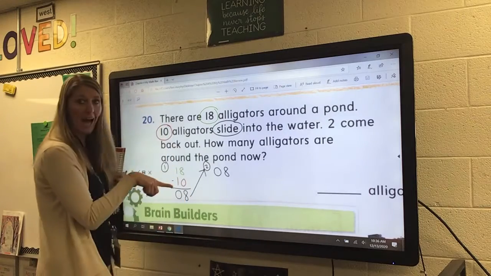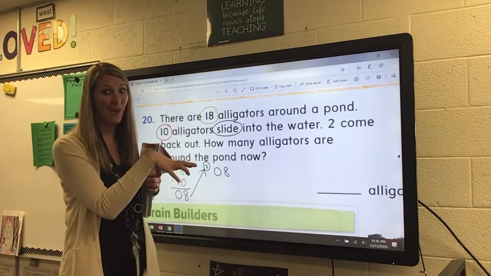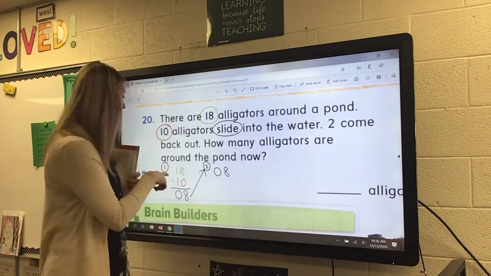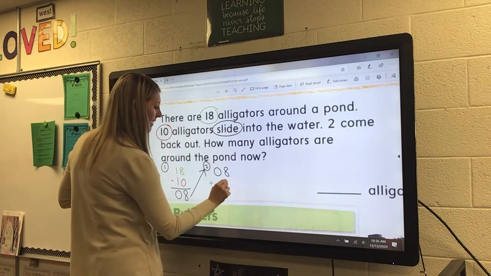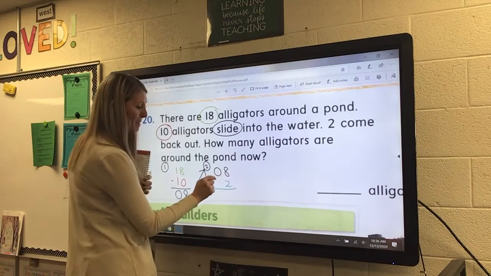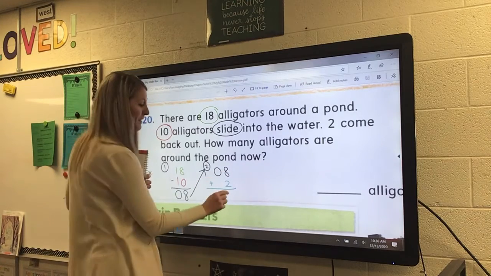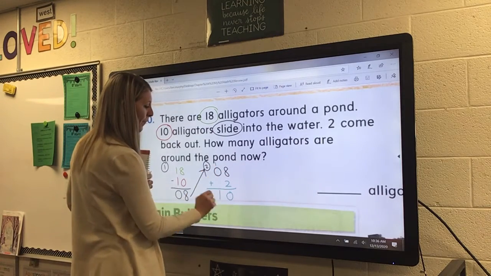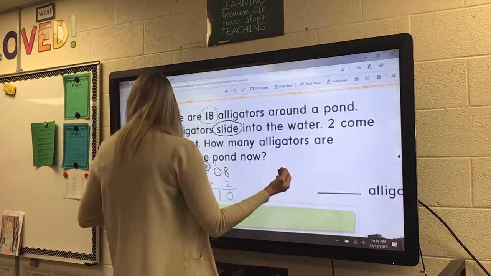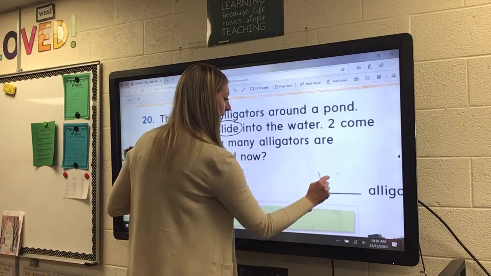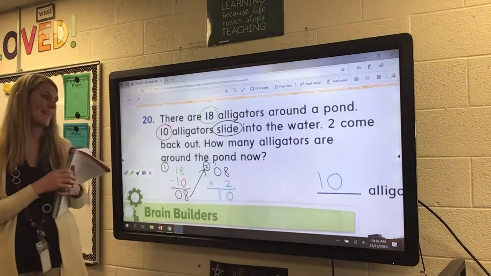To come back out. So they're in the water, they come back out. So if they're coming back out, I'm going to add them back in. So I'm going to add 2 more. So 8 plus 2 is 10. Put down the 0, carry the 1. 1 plus 0 is 1. So there are 10 alligators back in the pond now.